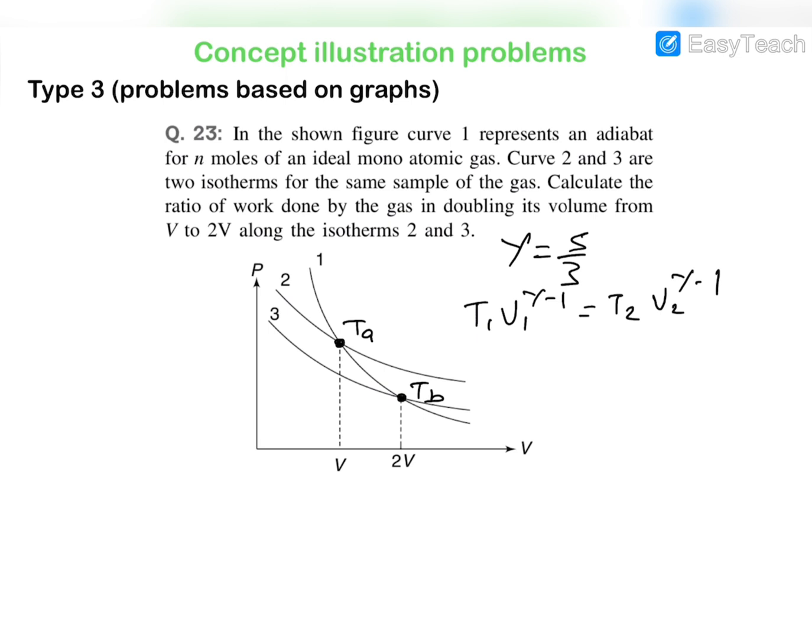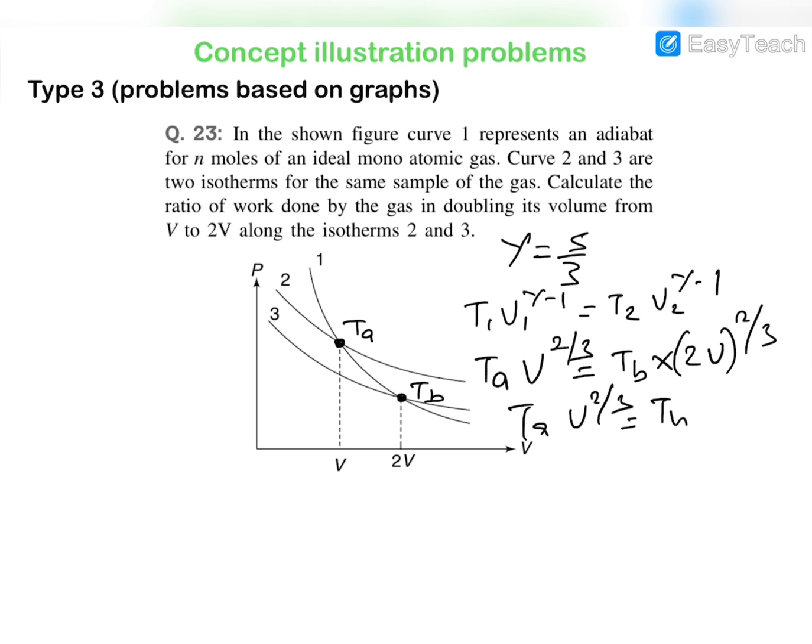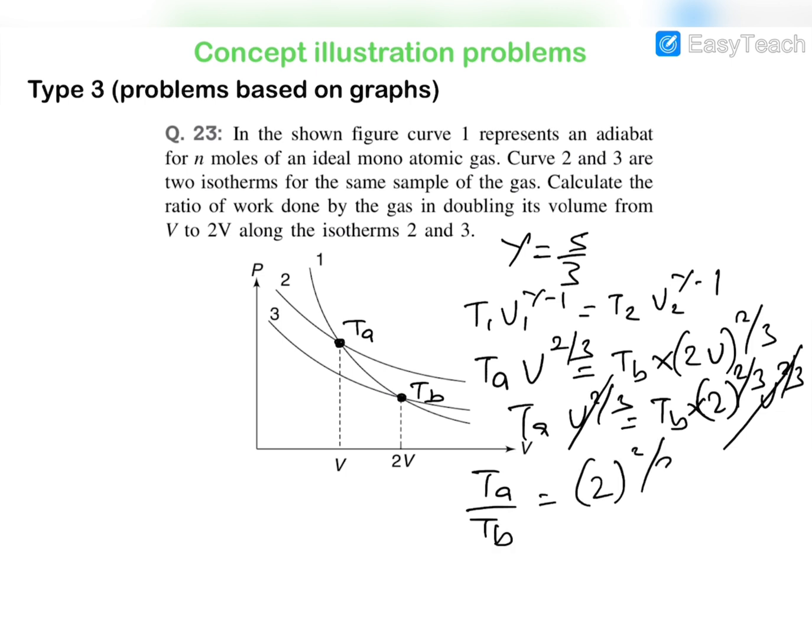So at point A, we can say TA, VA is V, and gamma minus 1 is 2 by 3. And at point B, TB and 2V to the power 2 by 3. So TA V to the power 2 by 3 is equal to TB into 2 to the power 2 by 3 into V to the power 2 by 3. Cancelling this out, TA by TB will be equal to 2 to the power 2 by 3.